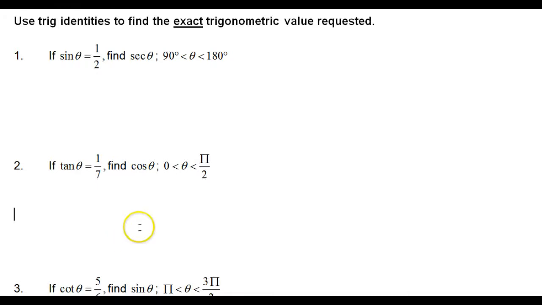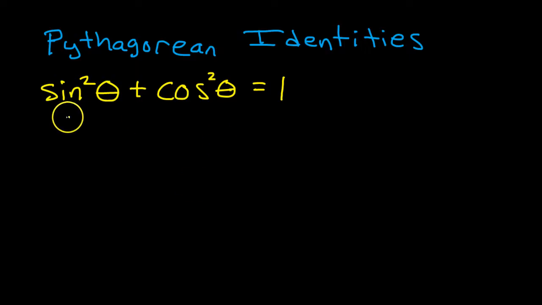Today we are going to use trig identities to find the value of some trig functions, given one value. This is the number one most fundamental identity. Sine squared theta plus cosine squared theta equals 1.